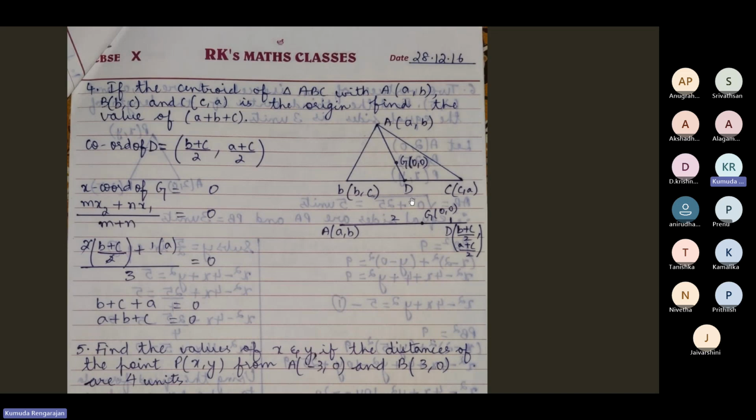And we know that the centroid lies on the median, right? So the centroid is at the origin. So G is 0, comma 0. G is the letter. Centroid is normally named using the letter G, capital letter G. Okay, so G is 0, comma 0 because it's at the origin.